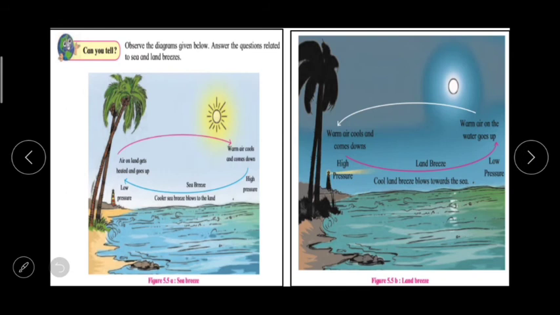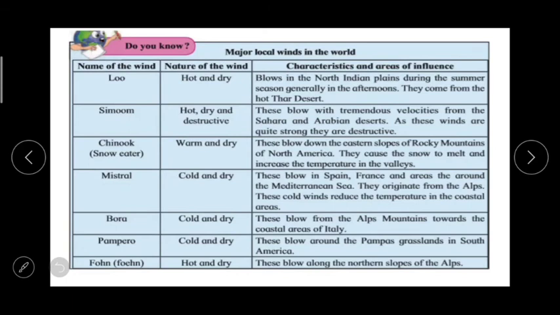Figure 5.5a of sea breeze and figure 5.5b of land breeze. And here the major local winds in the world. Names are given, nature of the wind also given, and the characteristics and the areas of influence. For your general knowledge, for your general study, you can read this in the textbook and get info.